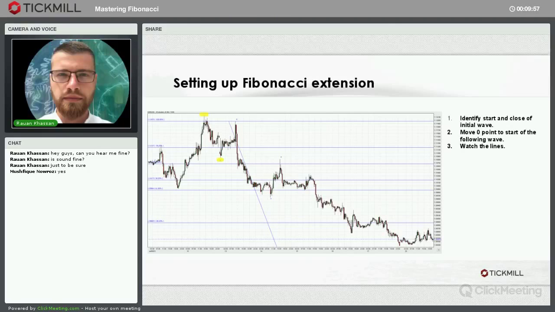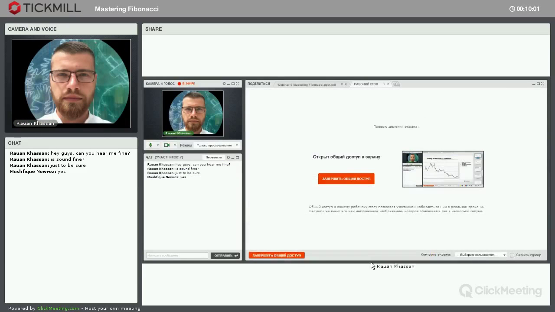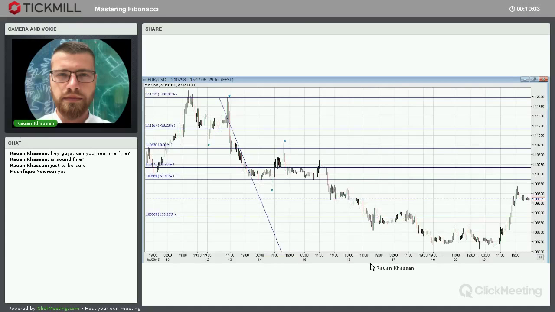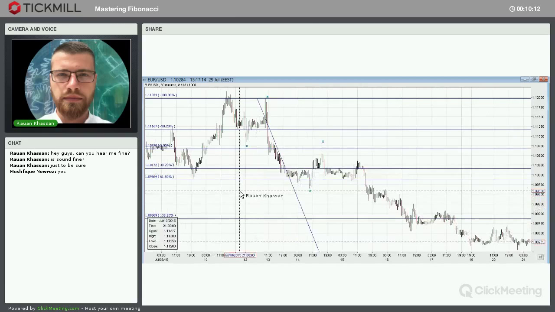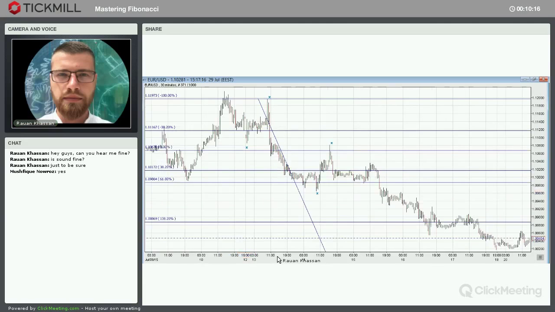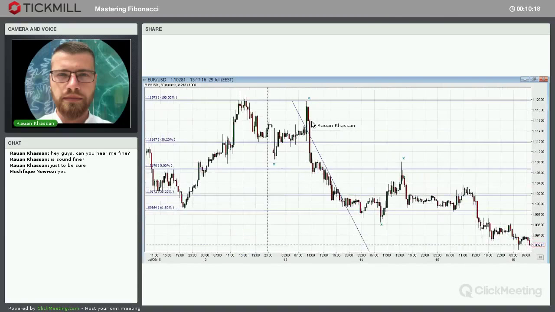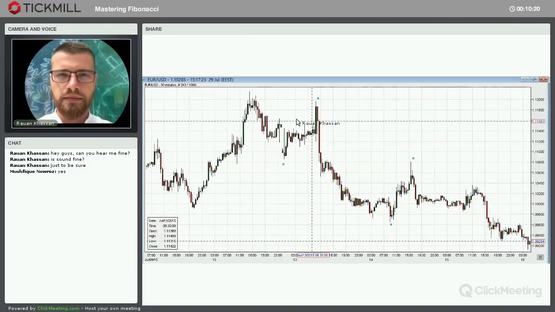Now I'm switching my screen to a live trading chart. Please let me know that you see it. So we're moving forward. As I have described before, this is the 30 minutes chart for euro-dollar, and I selected a pattern.